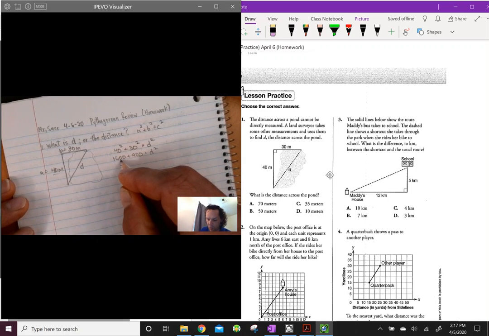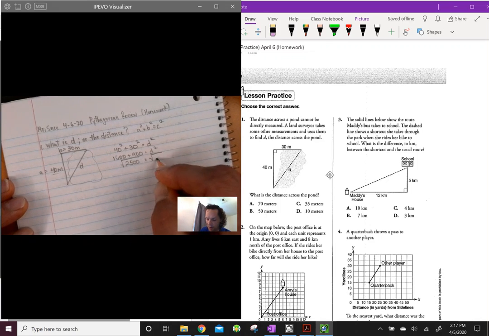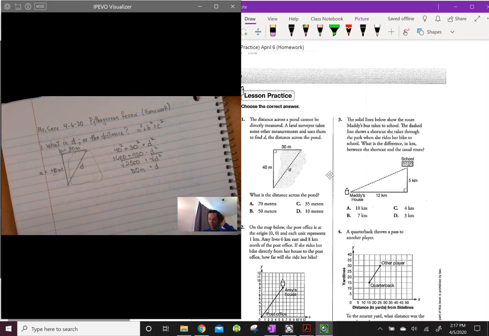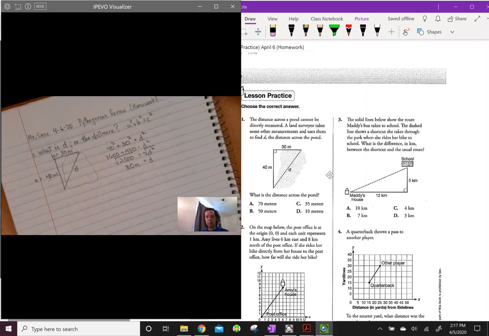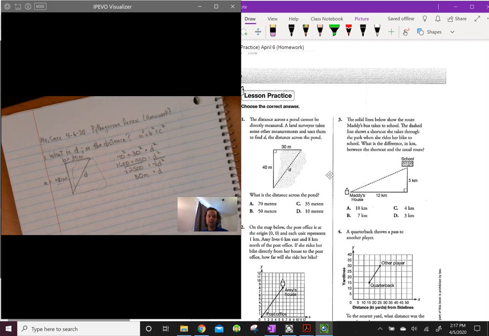So the square root of both sides, the square root of 2,500 equals the square root of D squared, right? And we took the square root because we want to know what D is, and that's going to be 50. So it's 50 meters across that lake. Alright, so you're going to keep working on your paper. You're going to be solving problems kind of just like that.